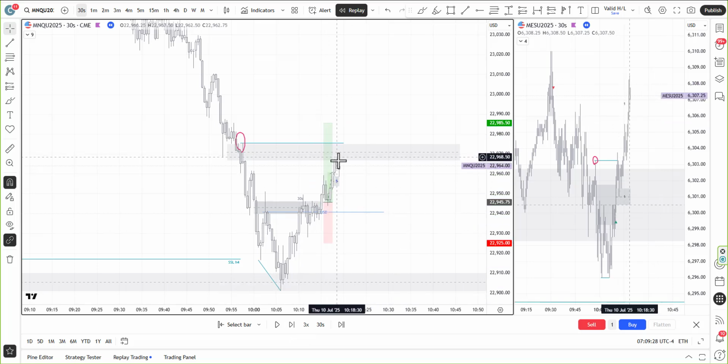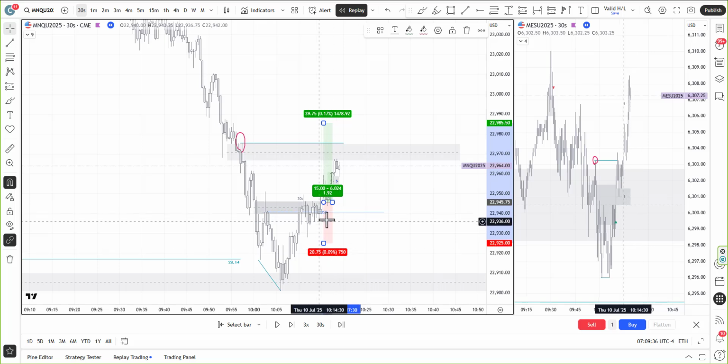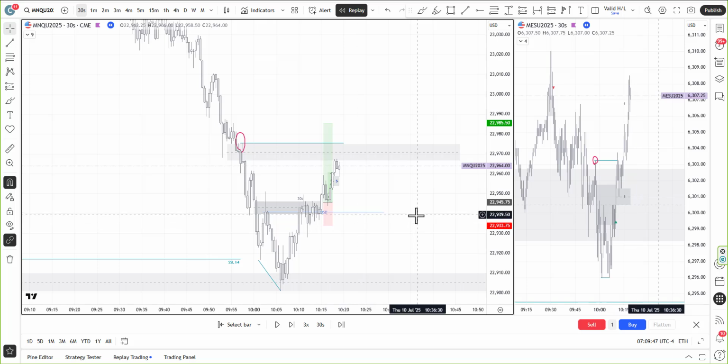And then I got here, and I think what I did not do correctly is I got to 1R, and normally I trail my stop to break even or close to break even, so then probably I would either move it here or here, but I think I moved it here.